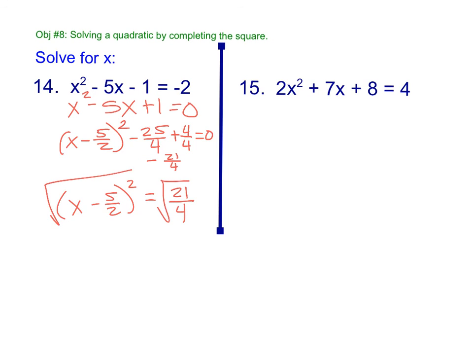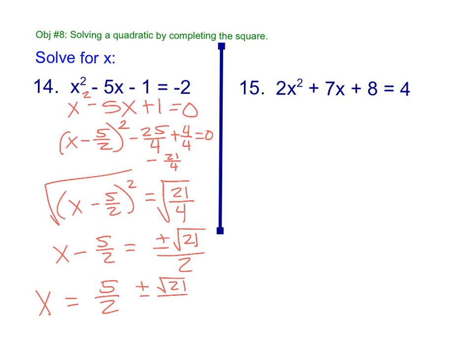Square root. Now, x minus 5 over 2 equals plus or minus. Now, since the 4 on the bottom is a perfect square, I'm going to make this the square root of 21 over 2. And then I can move the 5. X equals 5 over 2 plus or minus root 21 over 2. And it's pretty common to have that as one big fraction. You can do that too, or you can leave it.